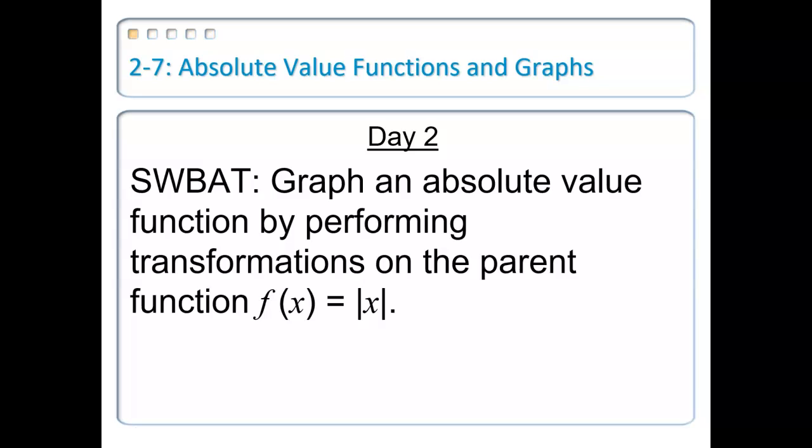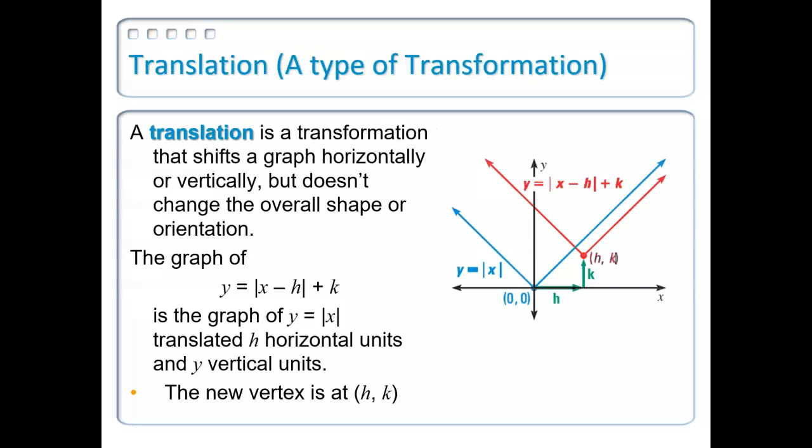Now we're going to extend those changes one step further. We're going to start moving the graph left or right. We are also going to move the graph up or down. This type of transformation is known as a translation. So this type of movement, up or down and left or right, is known as a translation.